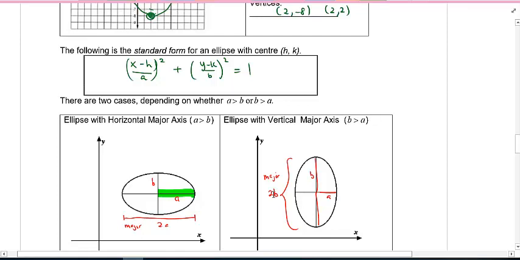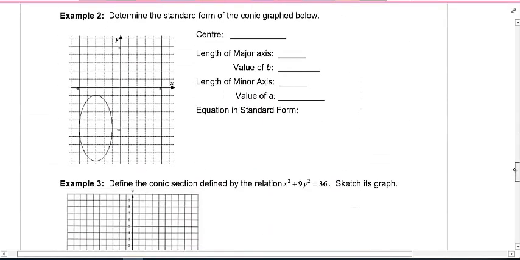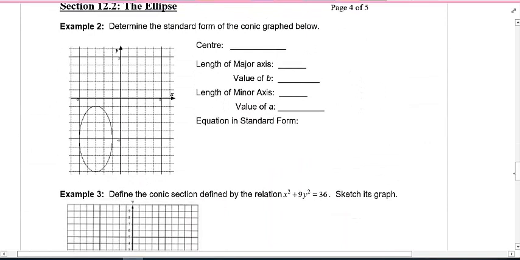Alright, next page. See if you can do number 2 yourself. I want you to find the standard form of this conic, so I'm going to let you at it, and then once again I'm going to ask you to press pause, then come back when you're done to check your answer.